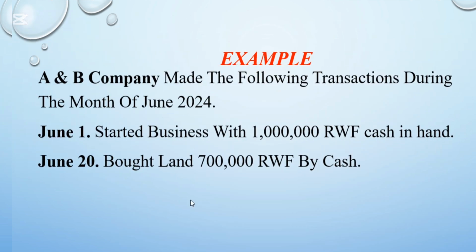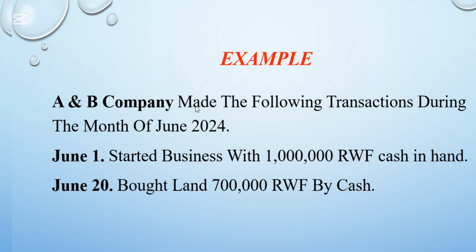With this example, A and B Company made the following transactions during the month of June 2024. On 1st June, A and B Company started a business with 1 billion francs cash in hand. You understand that starting a business with this amount of money in cash is equivalent to the capital, as long as you know the meaning of capital. On June 20th, this company bought a piece of land worth 700,000 francs by cash.